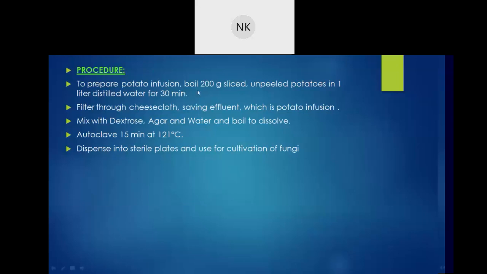So we are taking some 200 grams of sliced potato, boiling them in 1 liter distilled water for 30 minutes, and then filtering with a cheesecloth and saving the effluent, which is nothing but the potato infusion. Then we mix in dextrose, agar, and the remaining water, autoclave it, and dispense into petri plates, which can be used for cultivation of fungi.